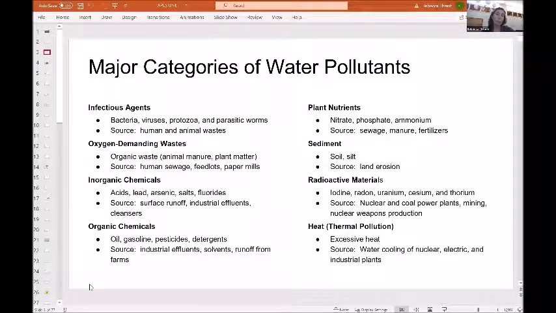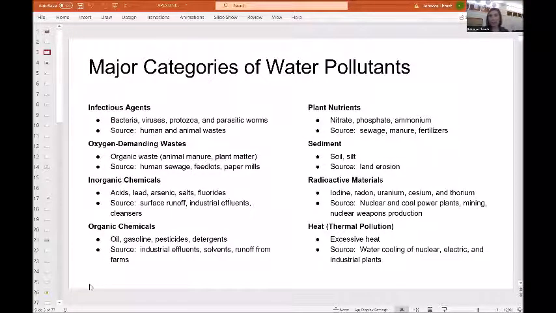Major categories of water pollutants that you may see on the exam. First, you have infectious agents that could be within drinking water, like bacteria, viruses, protozoa, and parasitic worms. Typically, the source of those water pollutants are human and animal wastes. Oxygen-demanding wastes, which we'll talk about more in depth later, are usually from sources that include organic waste, human sewage, feedlots, and paper mills where you're discharging a lot of organic matter into water sources.